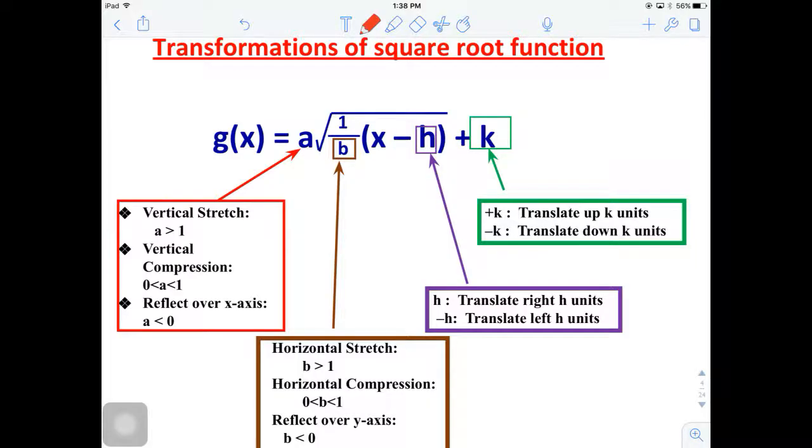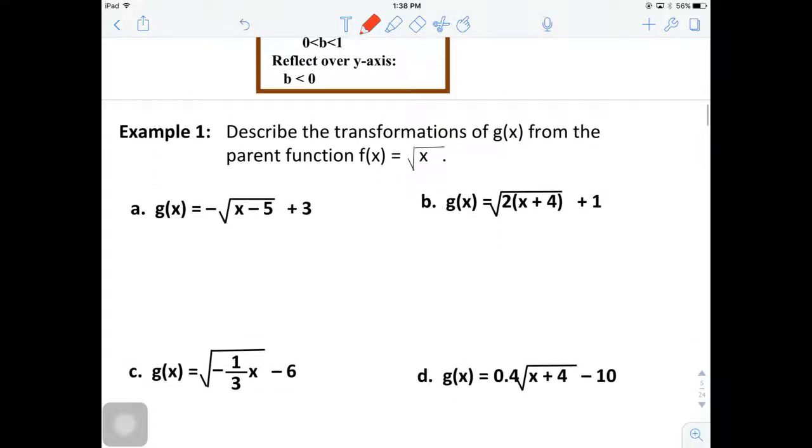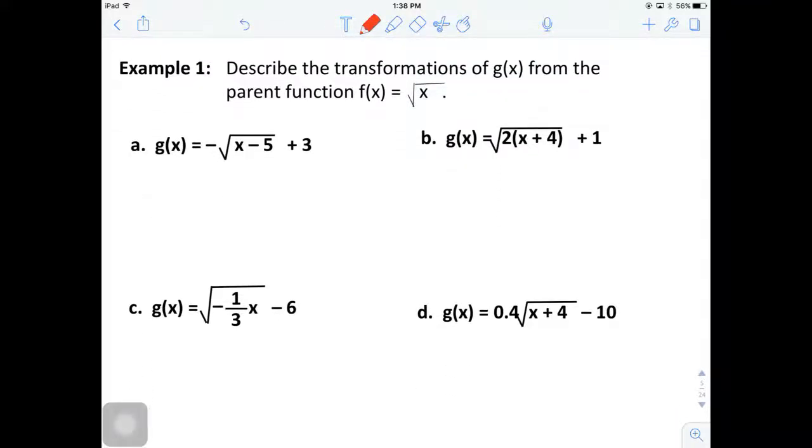Here is a reminder about the transformations again. Remember the number in front, A, tells us whether we're going to have a vertical stretch or compression. The number inside, B, is going to be a horizontal stretch or compression. H is going to tell us going to the left or going to the right, and then K is going to tell us whether the graph is going to be going up or down. And here are some basic transformations that just use these transformations that we just named.